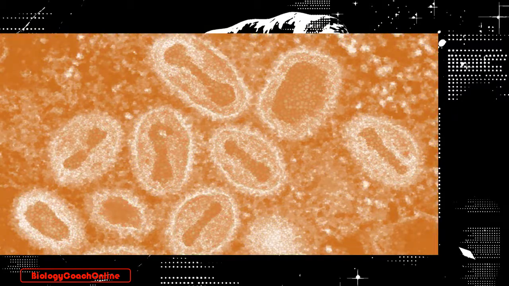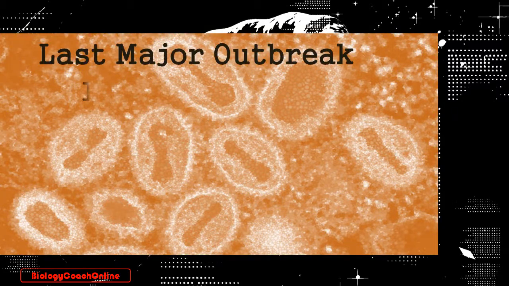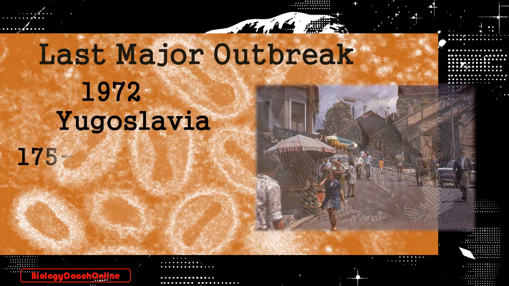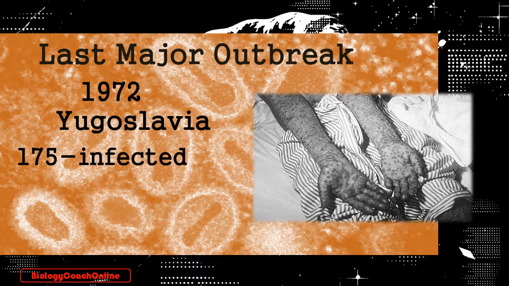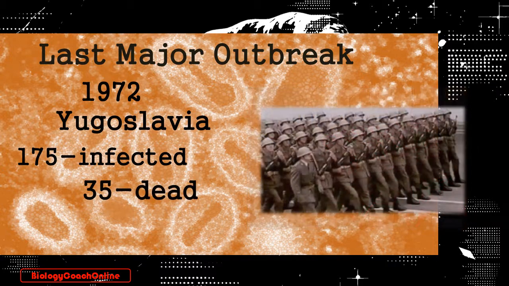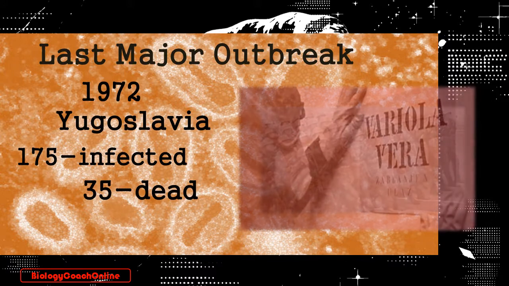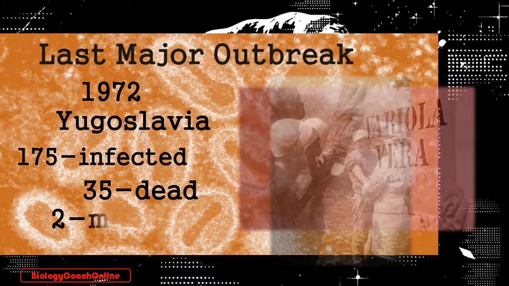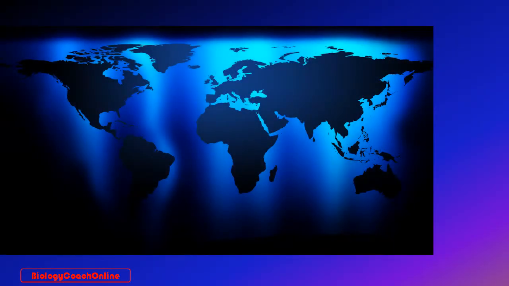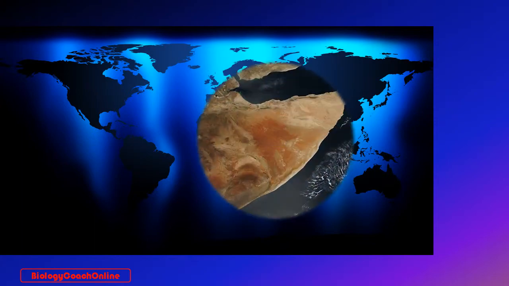1972 saw the last major European outbreak of smallpox. That occurred in Yugoslavia. Now, the outbreak infected 175 people and caused only 35 deaths. Yugoslavian authorities declared martial law, enforced quarantine, and initiated revaccination of the population, and the outbreak was over after just 2 months. By the end of 1975, smallpox persisted only in the Horn of Africa.